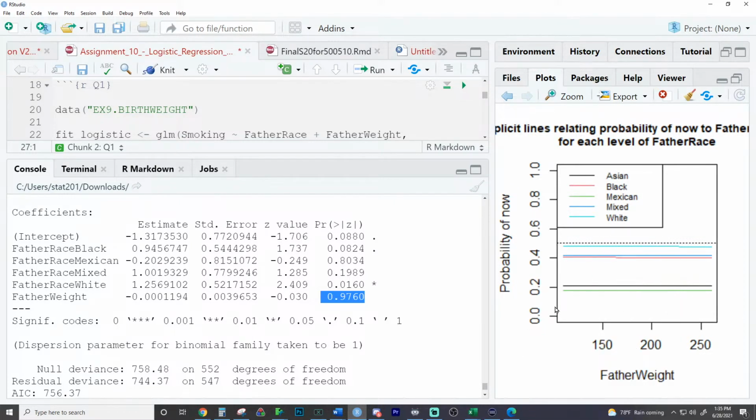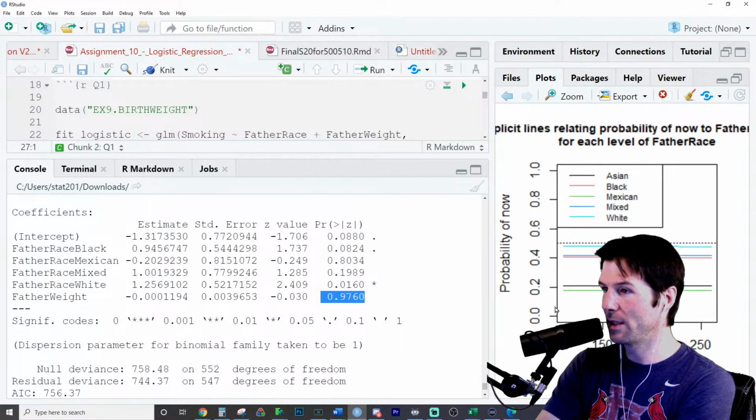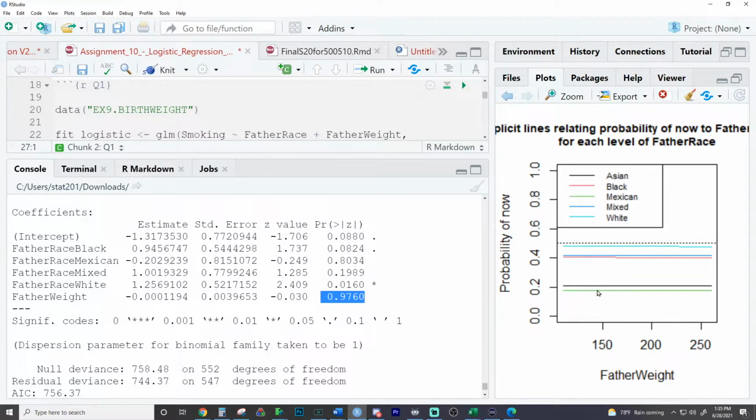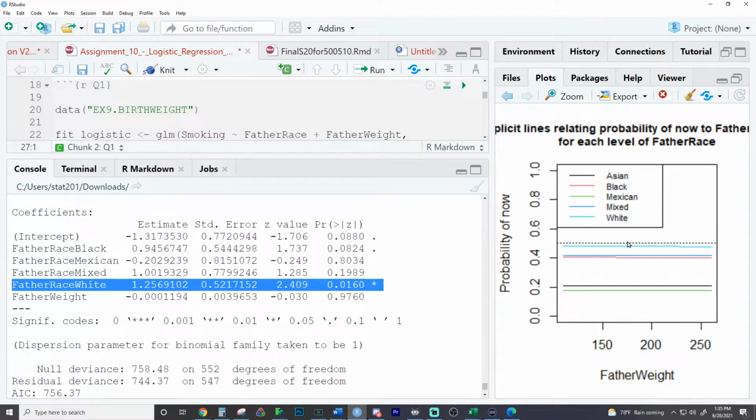So here we go. Two fathers who are otherwise identical, but differ in their weight by 1 pound. The father who is heavier is less likely to be smoking now because there's a negative coefficient right here. Two fathers who are otherwise identical but differ in their weight by 1 pound. The father who weighs more is less likely to be smoking now. Negative coefficient, less likely. Two fathers who are otherwise identical, but one is Asian and the other is white. And the white individuals actually have the highest probability of smoking. And this is statistically significant.